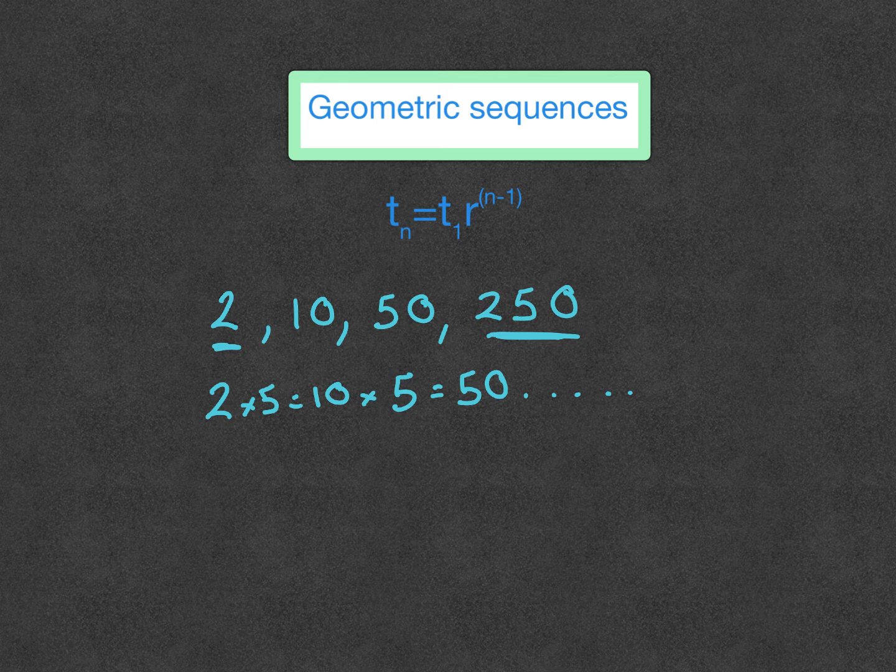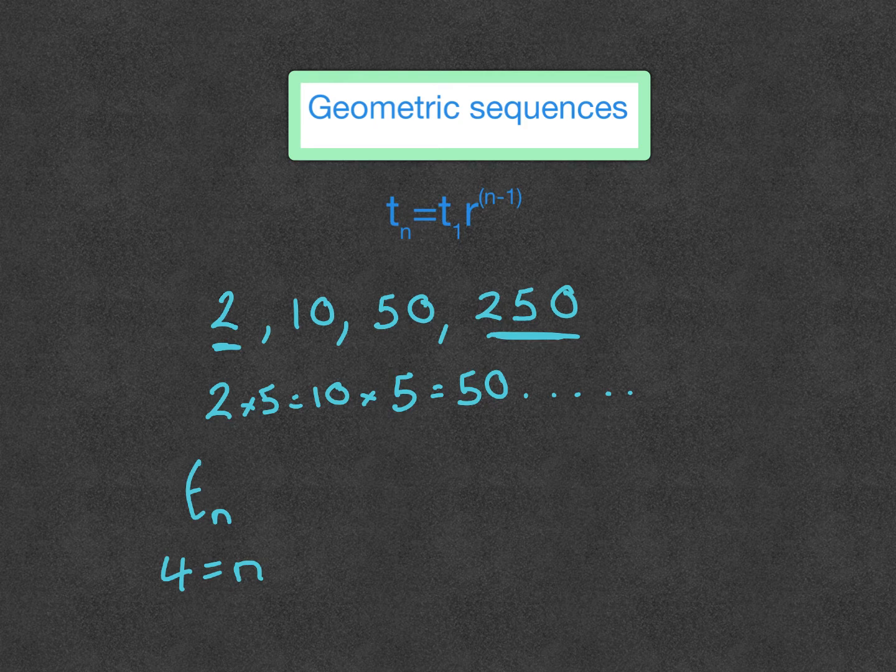Okay, so Tn, that's going to be our term number. So the term number in this case is term number 4. 250 is our term number 4. Okay, so 4 is going to be our n. That's our term number there. So what are we then having to do to the 2 to get to the 250?